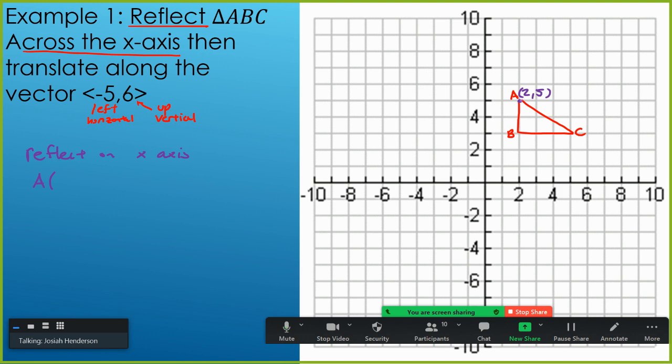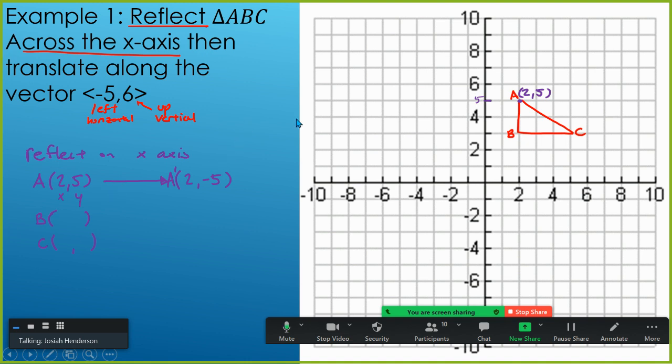So point A is to the right 2 and then up to this line, which is the 5. So original A is 2, 5. We do our reflection. Our reflect across the x-axis rule is it becomes x, negative y. So our original x is 2, our original y is 5. So A prime is 2, -5. We're going to do the same thing now for the other two.